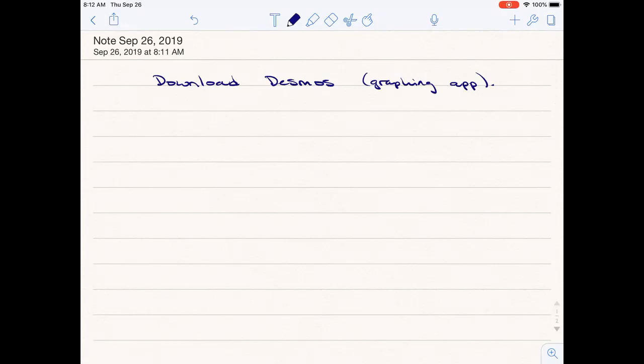And it is really handy to have just on your phone, right? Oh, what does this function look like, right? And so we'll play around with Desmos a little bit. Okay, let's see here.